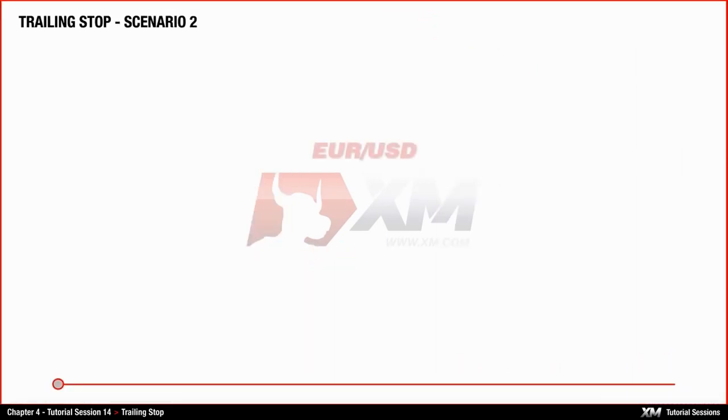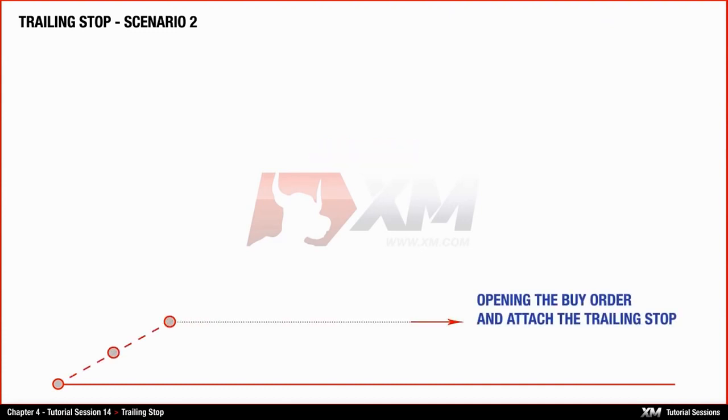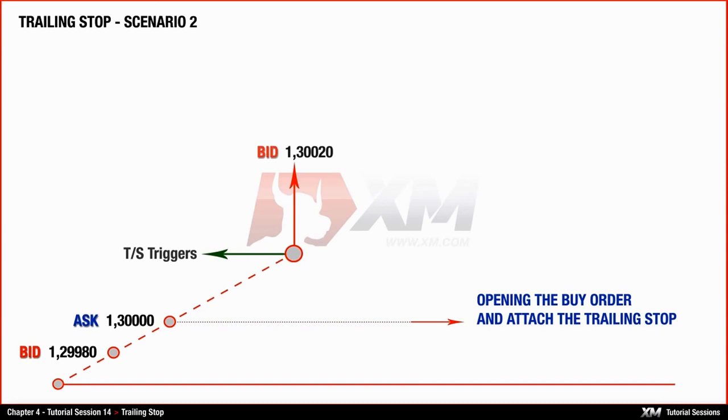Supposing you open a buy position of Euro-USD and immediately modify this order by using the trailing stop at the minimum distance of 40 points, which is equal to 4 pips. The ask price now will be 1.30000, and the bid price now will be 1.29980. In this case, your trailing stop is at the value of 1.30020. The difference between 1.29980 and 1.30020 is exactly 40 points.